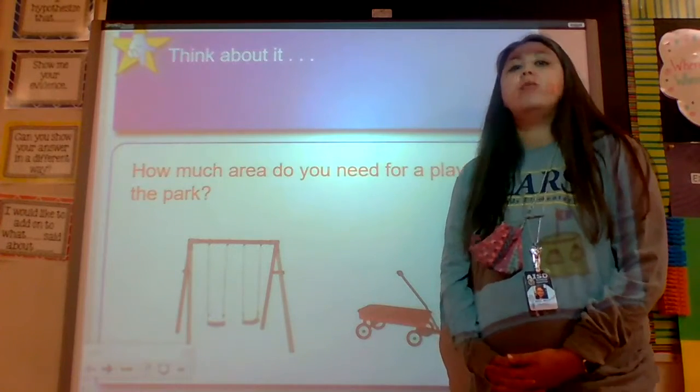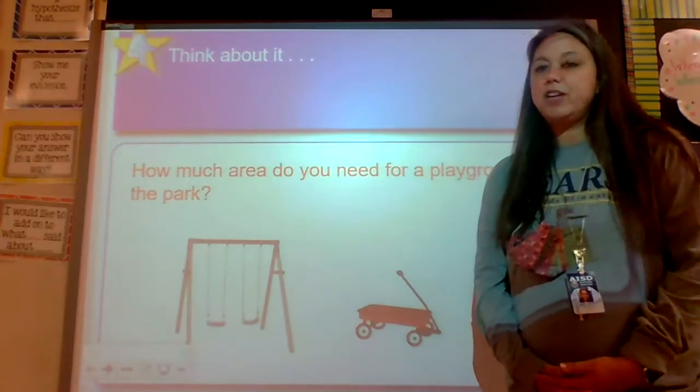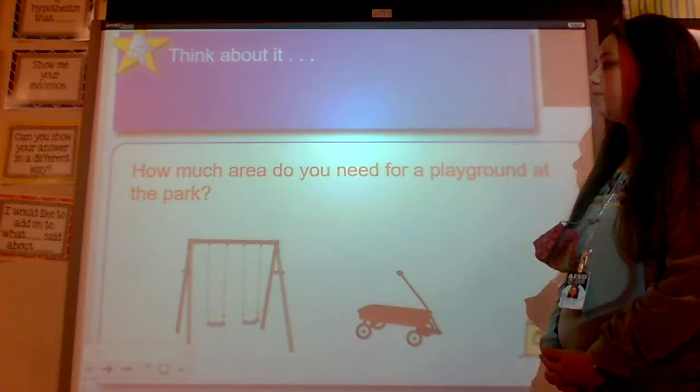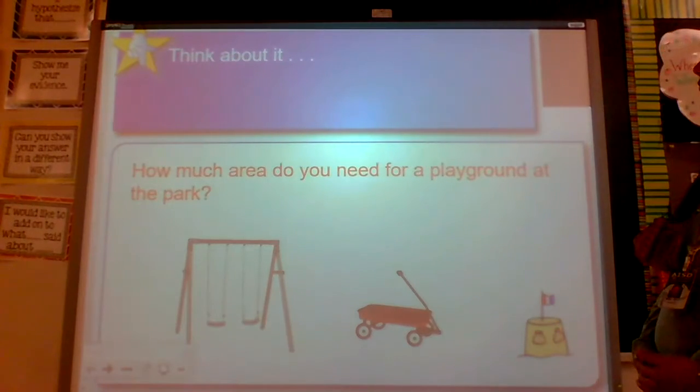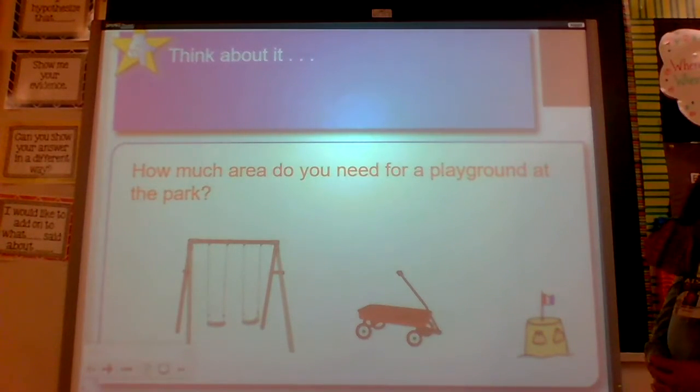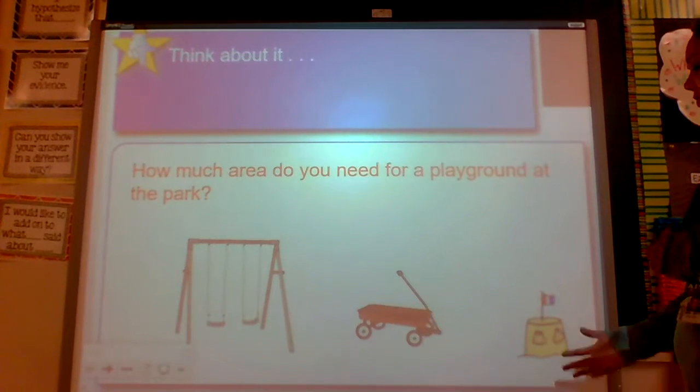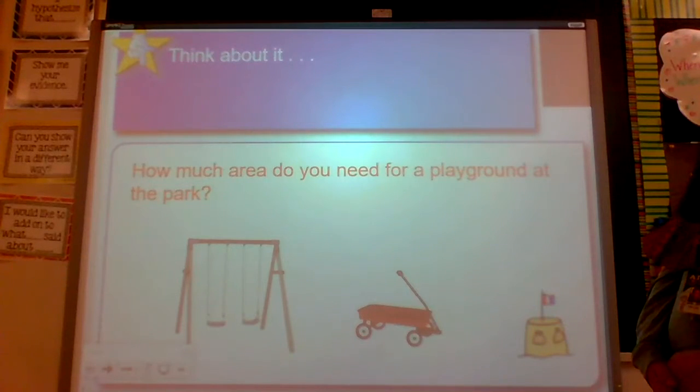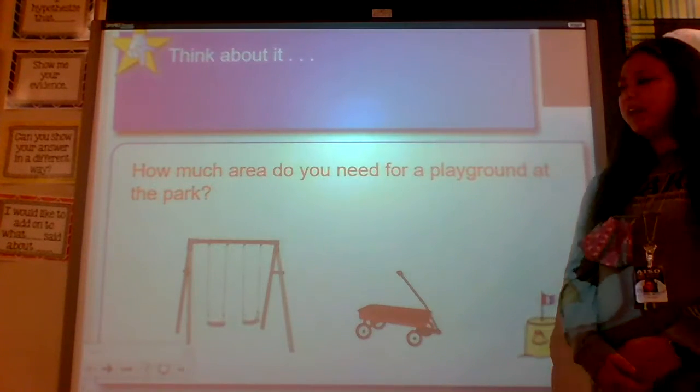So we're going to start out with just area and understanding what area is. So we have a picture up here. How much area do you need for a playground at the park? So think about the space that you would need for a swing set, a wagon, and even a sandbox. Okay, think about that for a minute. How much space would we need?